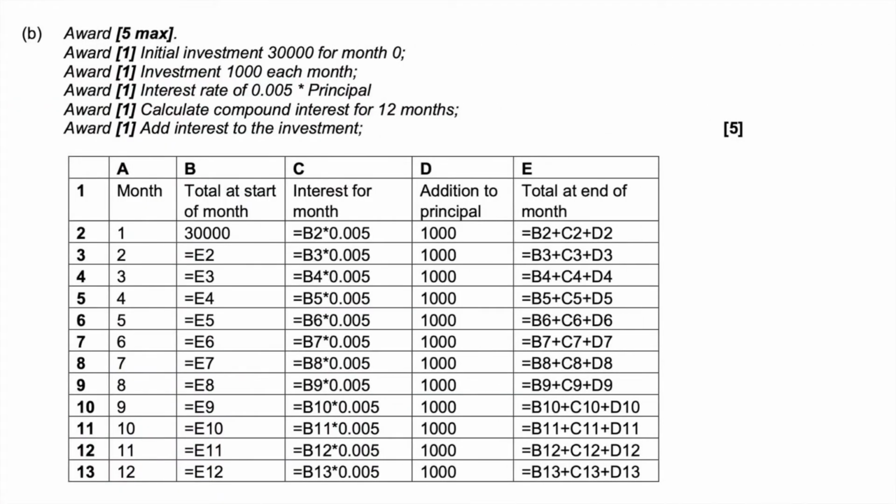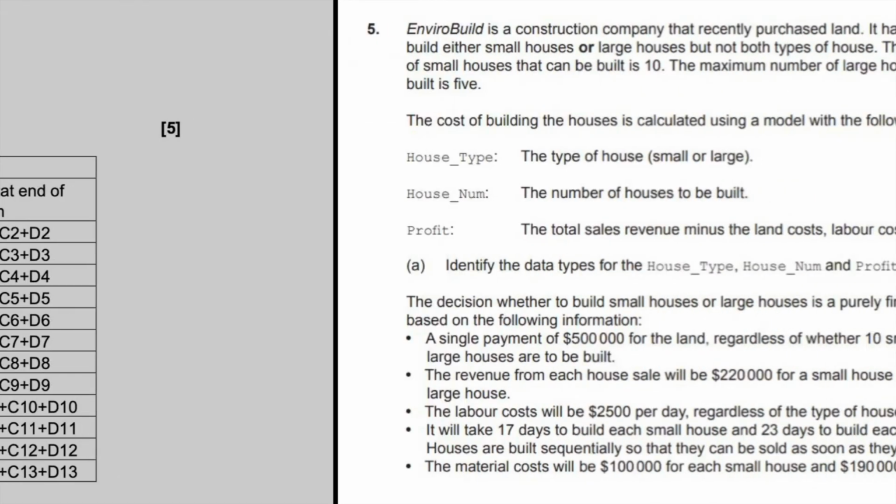And if you look at the mark scheme, right here it says 1 point for initial investment in month 0, another for investment 1,000 each month, interest rate of 0.005, calculate compound interest for 12 months, and add interest to the investment. And I guess maybe this one right here implies that we need to use a bunch of different rows. I don't really know, but that was the only answer in the mark scheme that was given for this question. Like all options, there's always a bunch of smoke and mirrors involved. Anyways, let's move on to our next question.